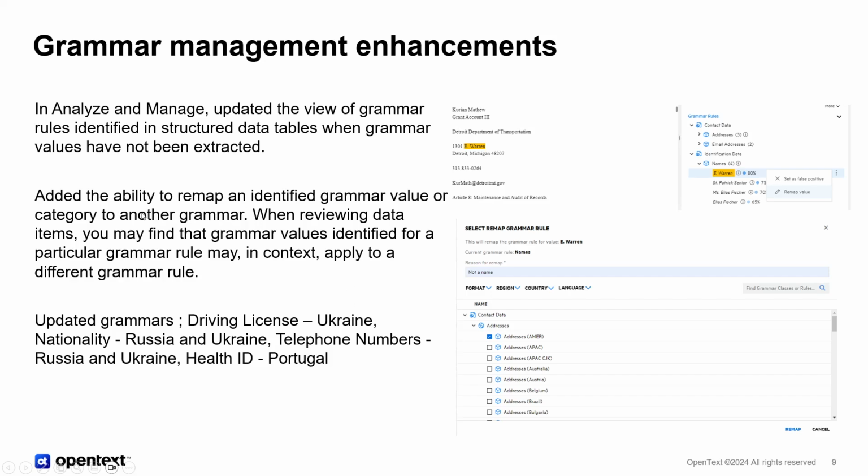We've also improved the way you handle false positives. Previously, if you found that there's a grammar that's not correct, so here we can see that this has identified this as a name, but if we look at the context, it actually is an address. Previously you could say, oh, this is a false positive, this is not a name, but you couldn't remap it to a new grammar. Now you can remap this to an address. When you hit remap, it pops up a separate dialog where you can pick the appropriate grammar, remap that, and provide a reason why you're remapping.